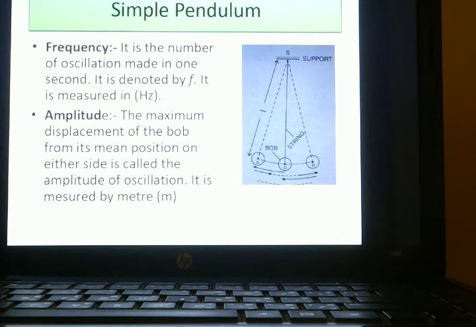Amplitude. Amplitude means what? Maximum displacement of a bob from its mean position. Over here you will see this is the mean position. So maximum displacement means what? O to A or O to B. This is the amplitude. It is basically measured in meters because it is denoting the displacement of the bob.